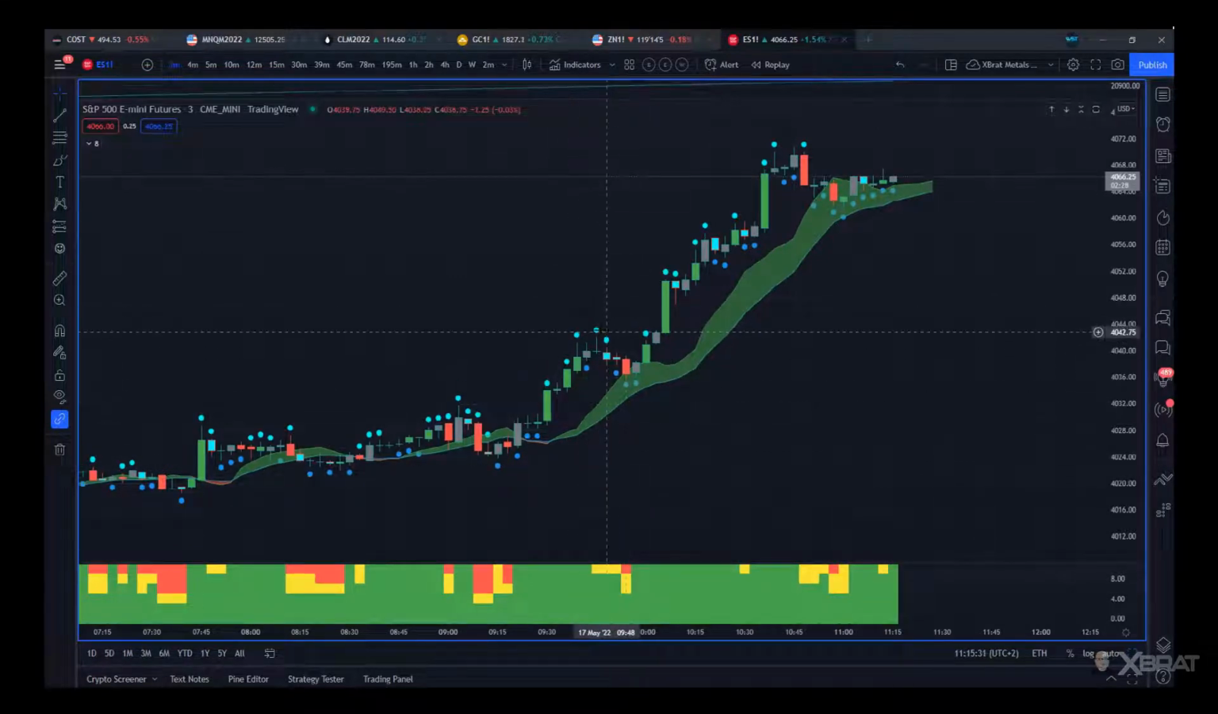But the next thing is these pivots, these pullbacks against the trade. The dots above the candles denote a higher than average volume candle. If there are no dots on a candle, that's average volume. If there are dots below, these blue dots, that's lower than average volume. So we can understand the behavior there.